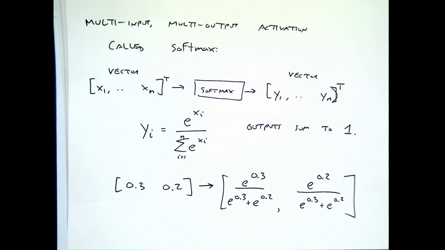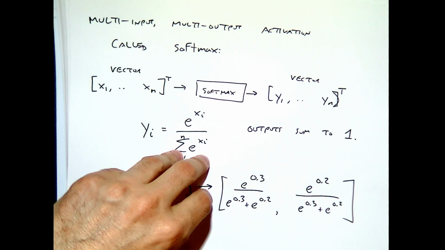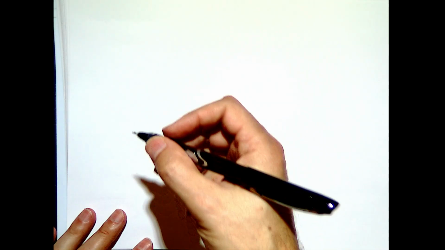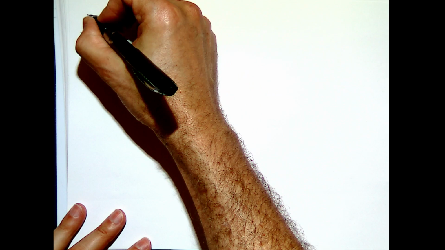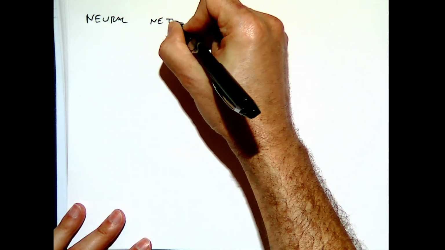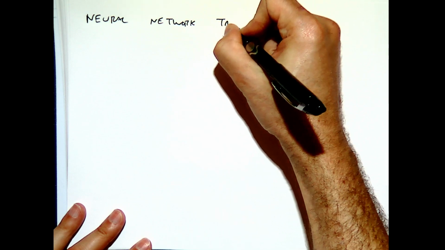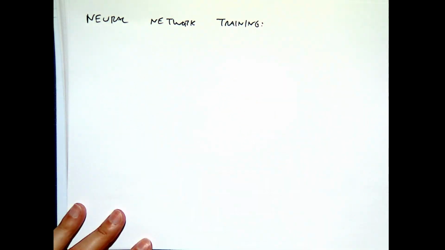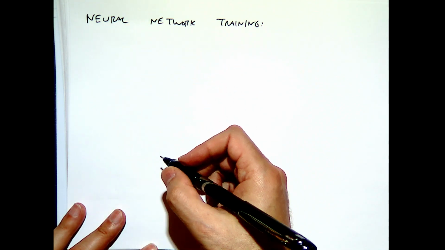Okay. So just to recap, generally the goal of a neural network training problem is to bring the predicted outputs as close as possible to the real outputs that I have in my training data. So the neural network training is the following.